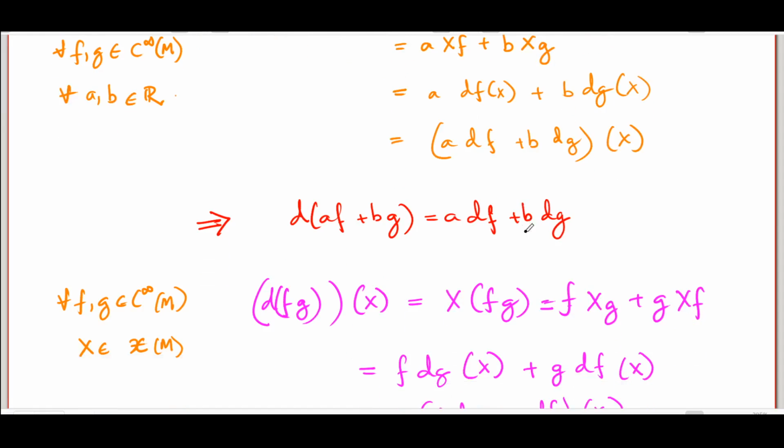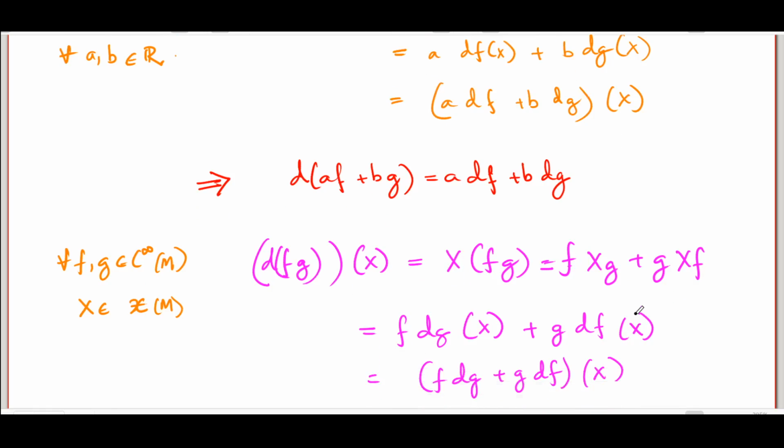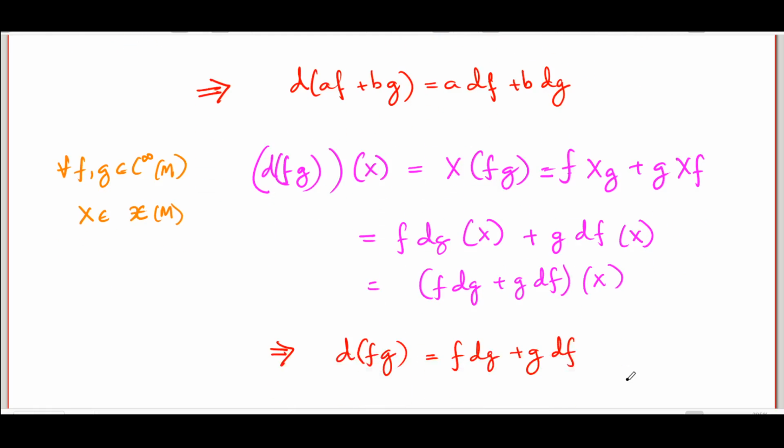Now we can simply rewrite the Xg here as dg acting on X and Xf here as df acting on X, and the two together will give you the result that this is f dg plus g df acting on X. And since this works for all smooth vector fields capital X, d of fg is f dg plus g df. This, of course, as I have said before, should remind you very much of the differential of a product that you have studied in high school calculus.